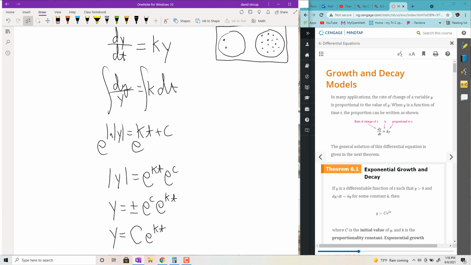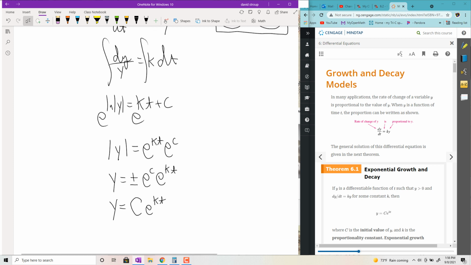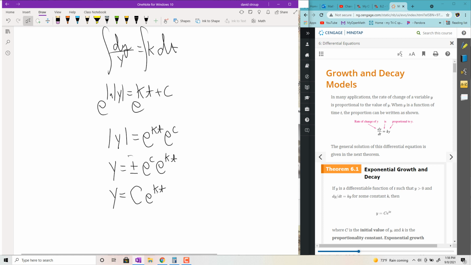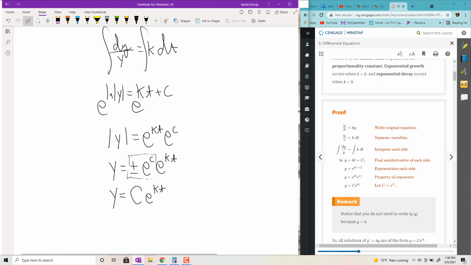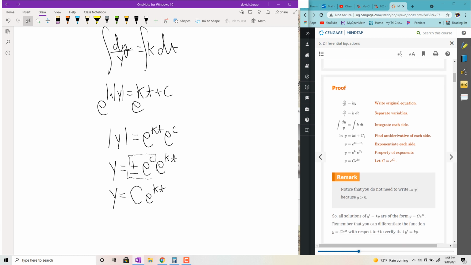C e to the kt. I think in the book they presume that the population is positive, so they get around this whole issue of the plus minus. Okay, so if you read the proof of theorem 6.1, they've presumed that, that's why you don't see the ln of the absolute value of y, and it's in this remark here. They presume that y is greater than 0, and if it's greater than 0, you don't need the absolute value.